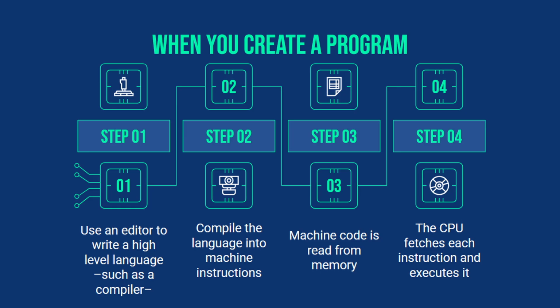So when you create a program, you're going to use an editor to write a high-level language, such as Visual Studio, to name a few. Now in step 2, it's going to compile the language to machine instructions, and the machine code is read from memory in step 3. And within step 4, the CPU fetches each instruction and executes it.